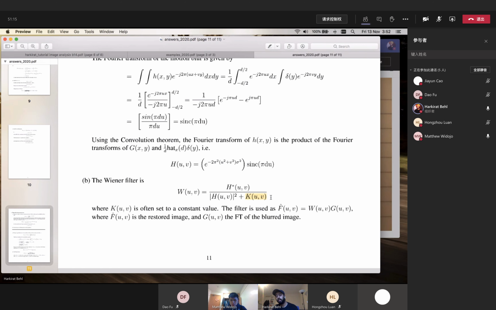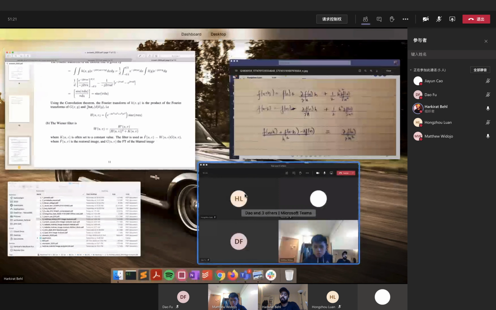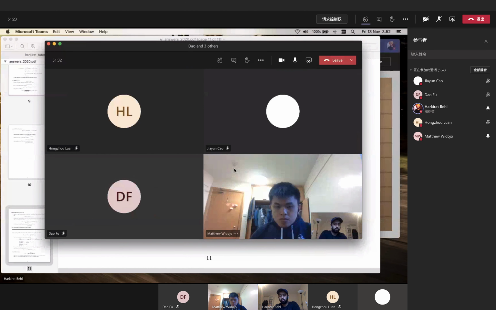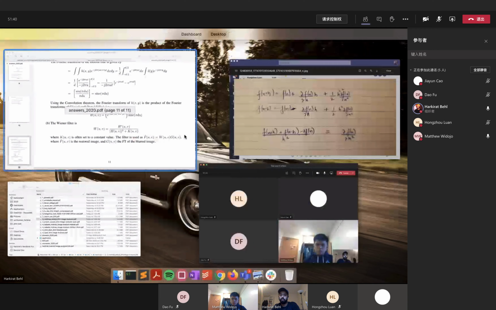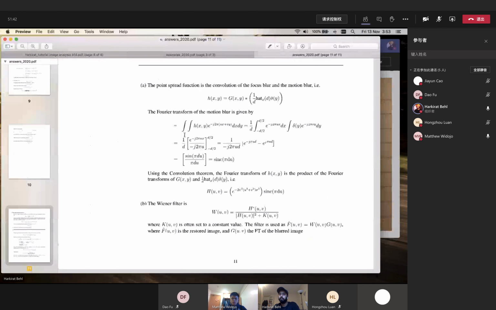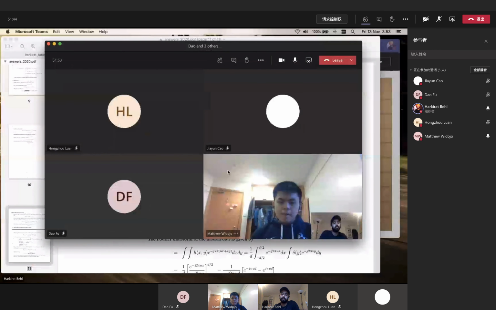Now this k is usually assumed to be a known constant. Some people had questions in the previous tutorial: how do you know the value of this k? It is usually assumed that you know the noise function, so you don't have to worry about it. Whenever you use it, you will usually have this value in practice. Does anybody have any questions?